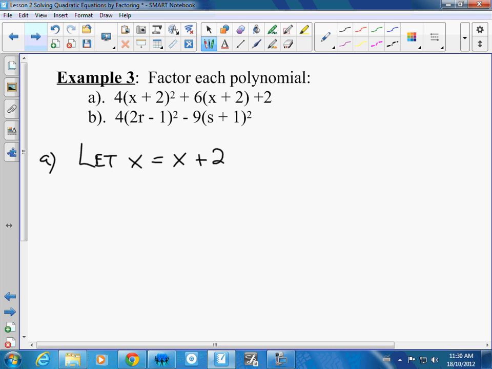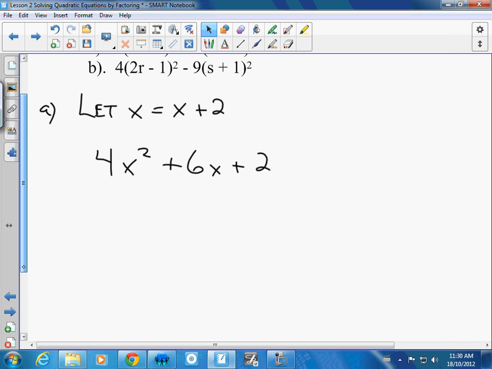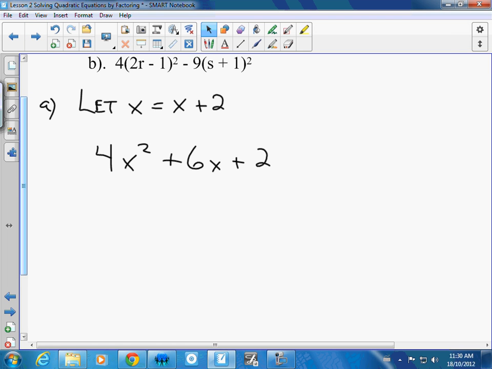Okay, so we're going to write out the equation again. Okay, so here it is. 4, instead of the X plus 2, what are we going to put? X squared plus 6 times X plus 2. Oh, that's not bad at all. I can handle that. I see what happens. We just replace the X plus 2 with X. What do we do with this thing now? What do you think? Can't you take a 4 out of that?